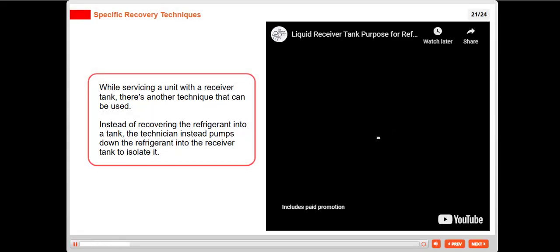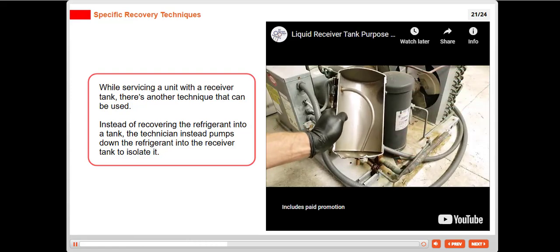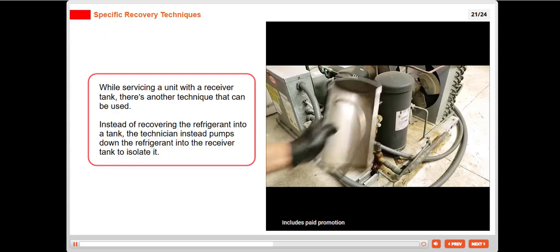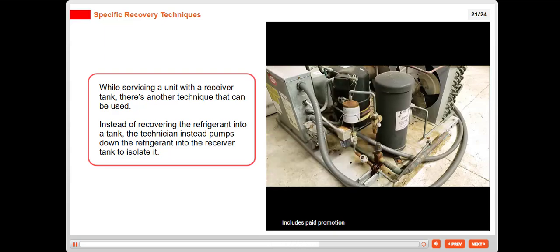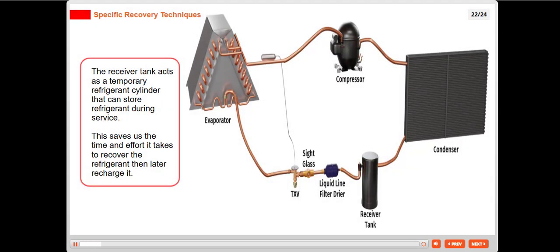While servicing a unit with a receiver tank, there's another technique that can be used. Instead of recovering the refrigerant into a tank, the technician instead pumps down the refrigerant into the receiver tank to isolate it. The receiver tank acts as a temporary refrigerant cylinder that can store refrigerant during service. This saves us the time and effort it takes to recover the refrigerant then later recharge it.